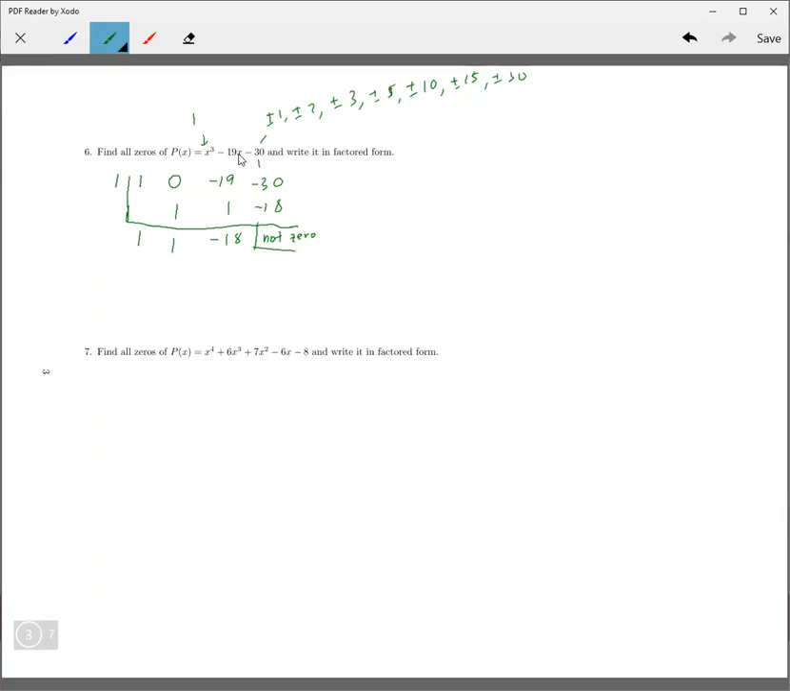If you put a 2 in, maybe. No, wait, if you put a 2 in, you're not going to get 0 because you got 8 minus some number minus something else. So that's going to be negative. So maybe -2 might work. So I'm going to try -2.